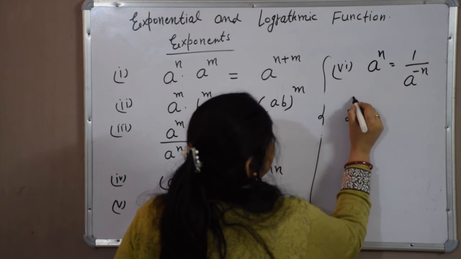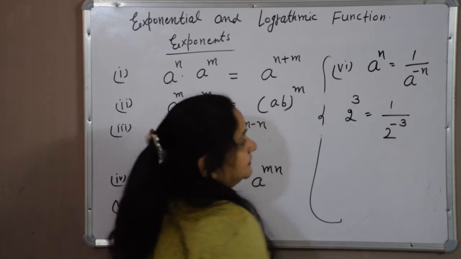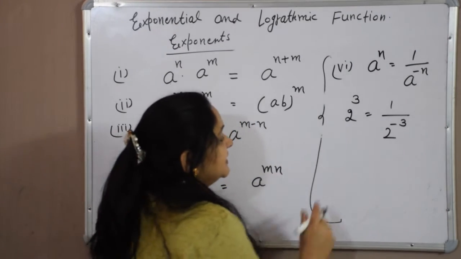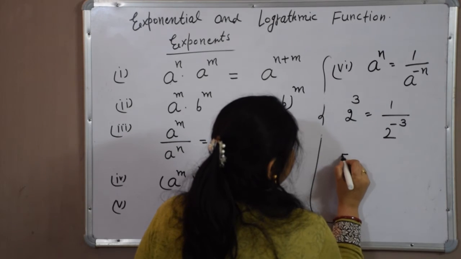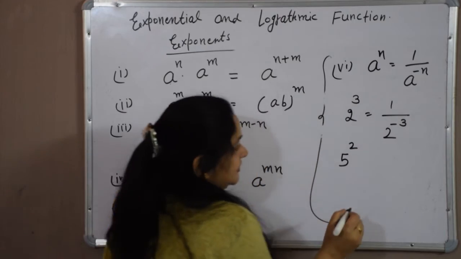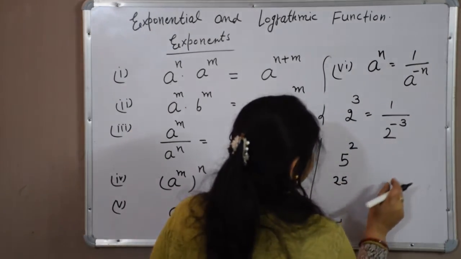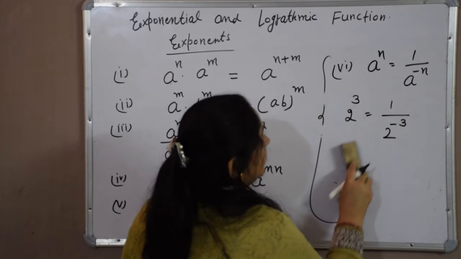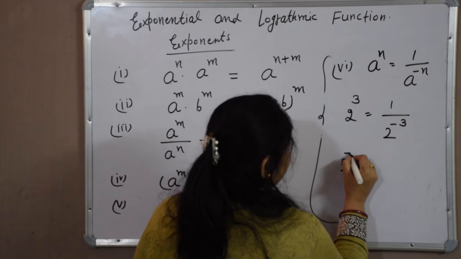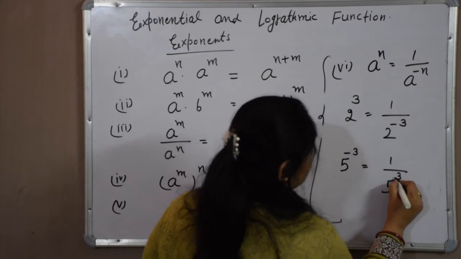Suppose I am having 2 cube, I can write it as 1 by 2 raised to power minus 3. And suppose I am having 5 square, 5 square means 25. So 2 cube I can write as 1 by 2 minus 3. Suppose I am writing 5 raised to power minus 3, I can write it like 1 by 5 raised to power 3.